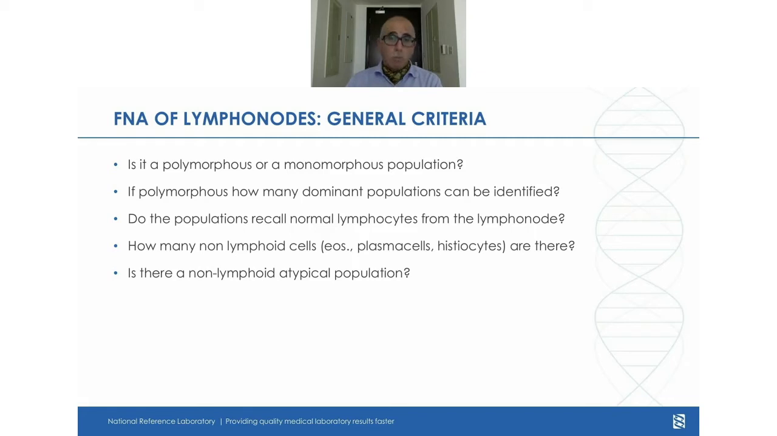Is it a polymorphic or monomorphic population? If it is polymorphic, is there a dominant population? That relates predominantly to the presence of centroblasts, the intermediate type of lymphoid cells, which can classify follicular lymphomas. Does the population recall normal lymphocytes from the lymph node, or are they obviously atypical? How many non-lymphoid cells are there? Plasma cells, histiocytes. Obviously, there are lesions which are polymorphic from the point of view of the lymphoid infiltration, but then have diagnostic cells in them. And is there a non-lymphoid atypical population?